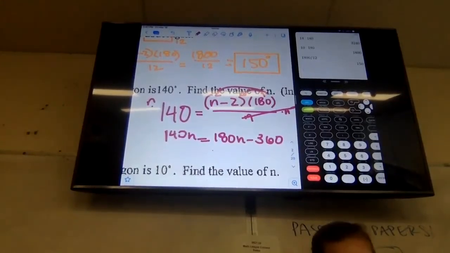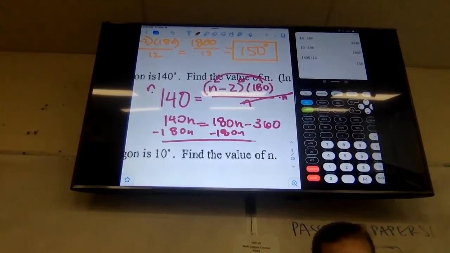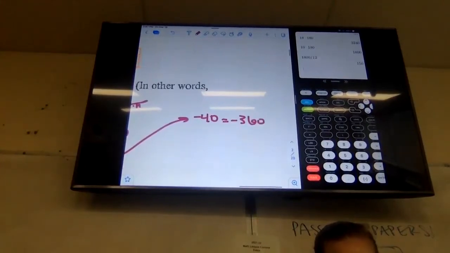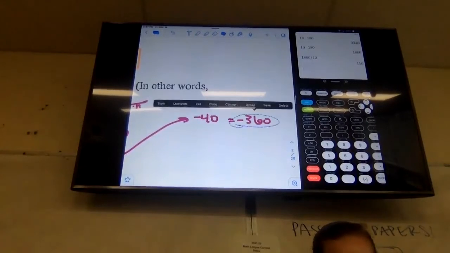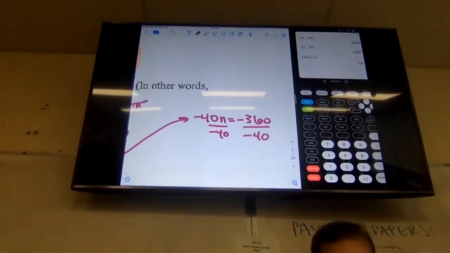You don't have to write this if you like the other way that I did it. It's still going to be 9. Then I would subtract 180n from both sides and divide by, I think that would be negative 40. So negative 40n equals negative 360. Oh yeah, the final answer will not be negative. I like that you knew that. But now I'm going to divide by negative 40, and that will give me a positive 9.